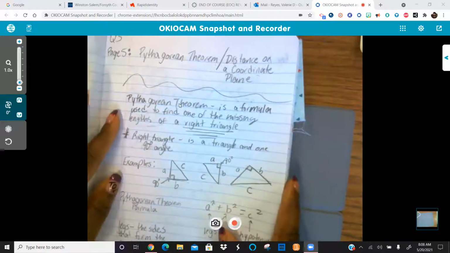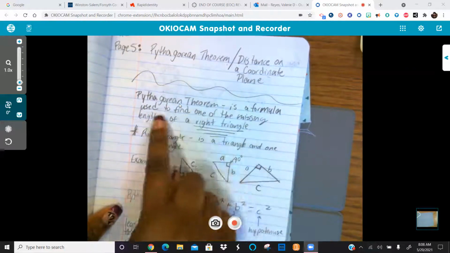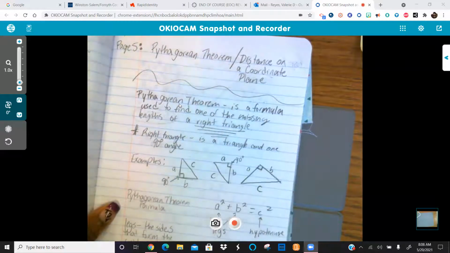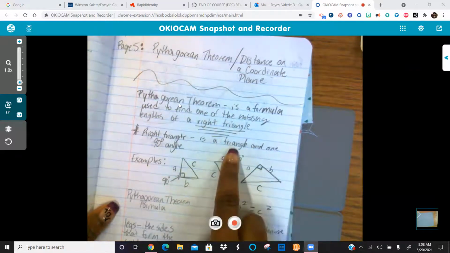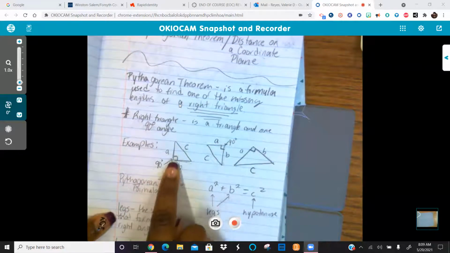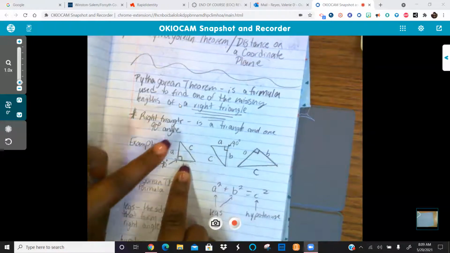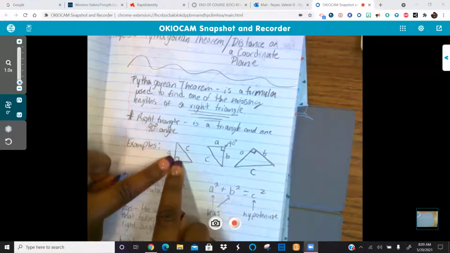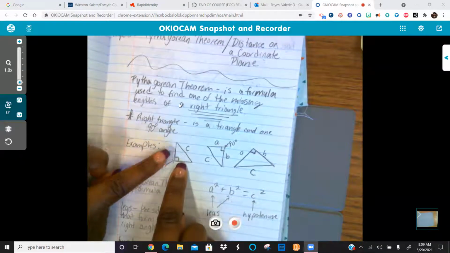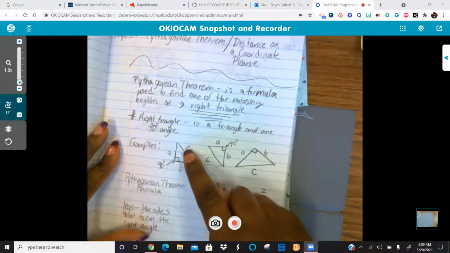So Pythagorean theorem is where you use this formula, and it can only be used with a right triangle. So you cannot use Pythagorean theorem with just any old triangle. It has to be a right triangle. So remember, a right triangle has a 90-degree angle, just like you see in the examples here. The side lengths, your A and your B, are the sides that form the right angle. So this is my A and B, okay? The side opposite of the right angle is your hypotenuse, or your C, okay?